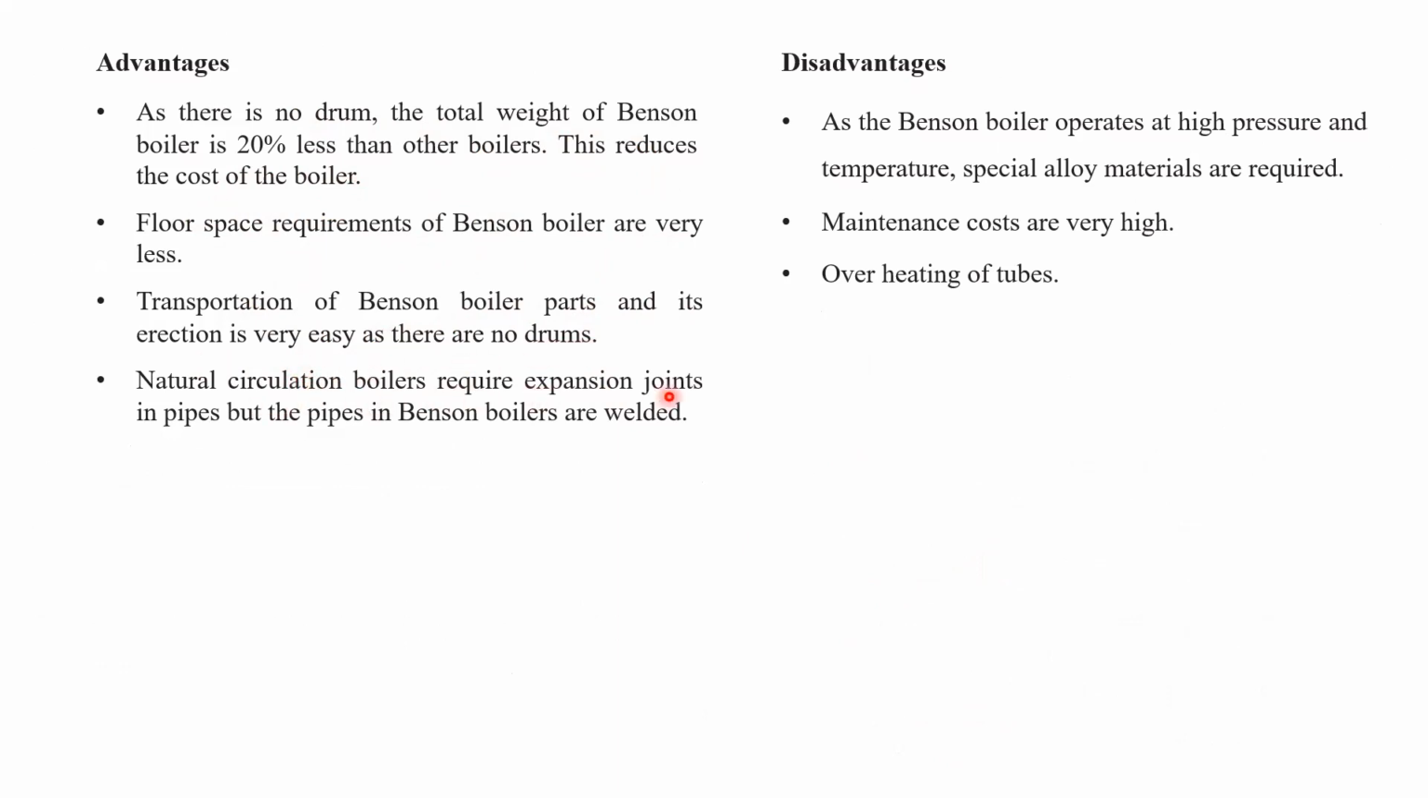Natural circulation boilers require expansion joints in pipes, but the pipes in Benson are welded. So that one is an advantage. As the Benson boilers operate at high pressure and temperature, special alloy materials are required. That's why automatically the overall cost of the plant increases. Maintenance costs are also very high. Overheating of the tubes takes place due to the high pressure and temperature. That's about the boilers.